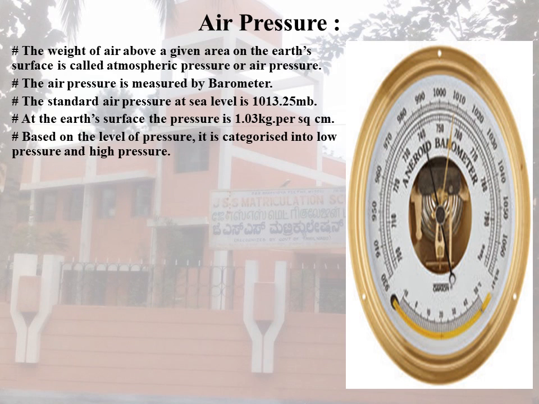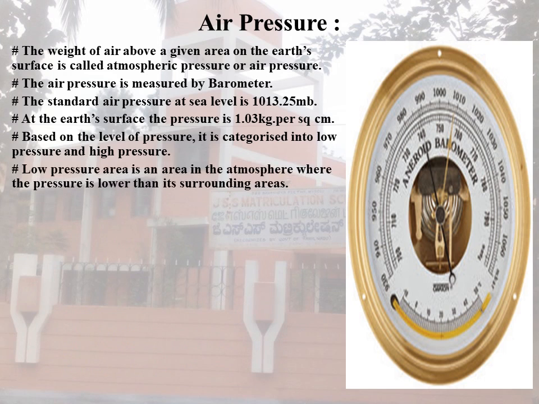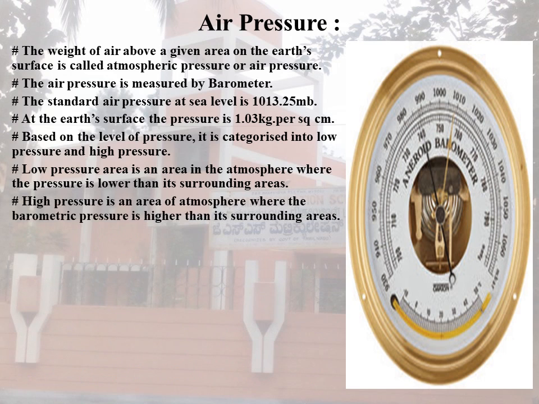A low pressure area is an area in the atmosphere where the pressure is lower than its surrounding areas. In this situation, the wind from the surroundings blows towards the center of the low pressure. High pressure is an area of the atmosphere where the barometric pressure is higher than its surrounding areas. In this case, the wind from the center of the high pressure blows towards the surrounding low pressure areas.